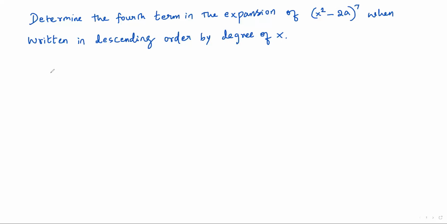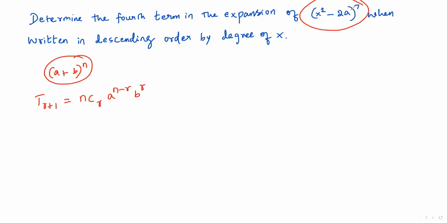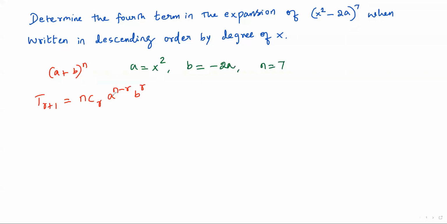Okay, consider the general concept of binomial expansion, that is (a + b)ⁿ. In this binomial expansion, the formula to find the (r+1)th term is nCr aⁿ⁻ʳ bʳ. Comparing this (a + b)ⁿ and (x² − 2a)⁷, we get a is equal to x², b is equal to −2a, and n is equal to 7.